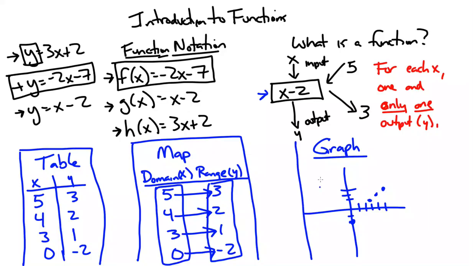So these are all showing the exact same information. This is showing 5,3, this is showing 4,2, this is showing 3,1, this is showing 0, negative 2. The exact same thing I had in my table, the exact same thing I have in my map, I can also show on my graph. These are all the same, showing the same information, just 3 different ways.